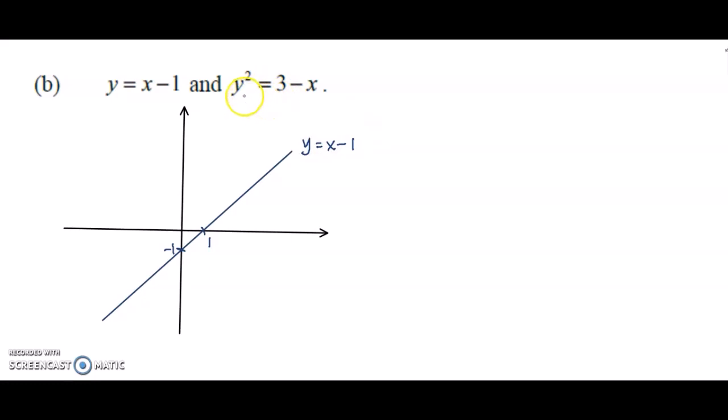And how do you sketch y squared equals 3 minus x? This is a parabola, which opens to the right or to the left. To get the y-intercept, we let x equals 0. When x equals 0, y squared equals 3, so y equals positive or negative root 3. Meaning the curve will pass through positive root 3 and negative root 3.